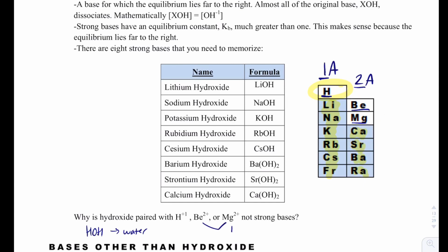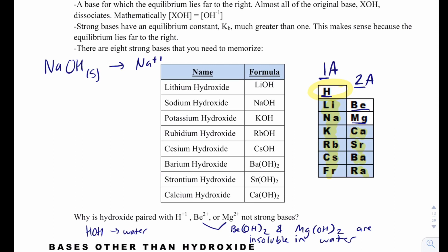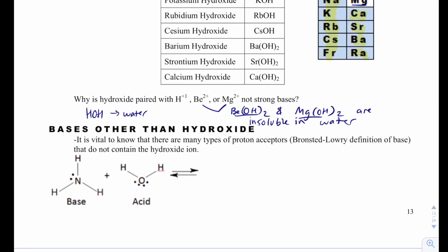That's because beryllium hydroxide and magnesium hydroxide are insoluble in water. If we want our base to dissociate, like sodium hydroxide, we put it in water and it gets sodium ions plus hydroxide ions. This can be a strong base because we just produced a lot of hydroxide. Beryllium hydroxide and magnesium hydroxide don't really dissolve in water, so we're not going to see many hydroxides being produced.